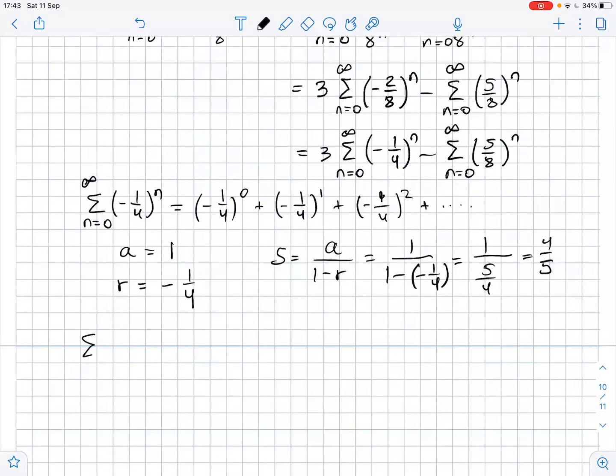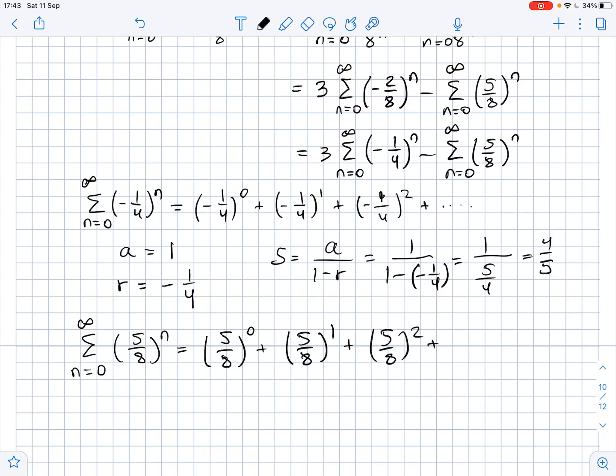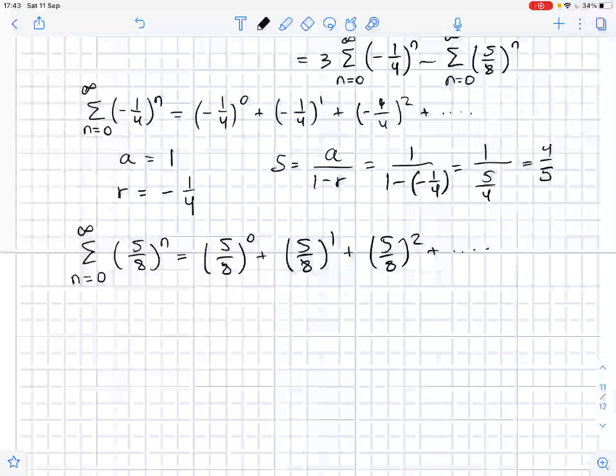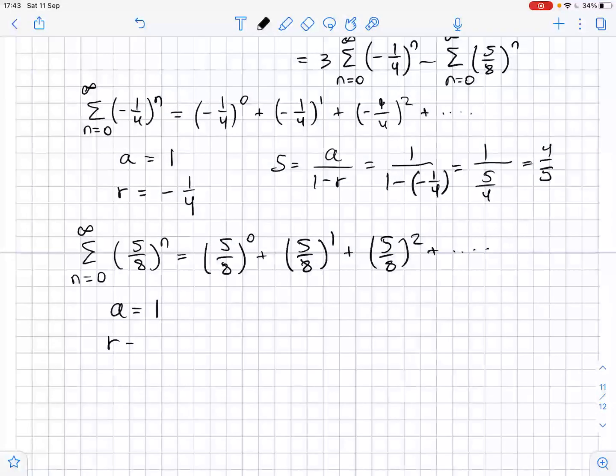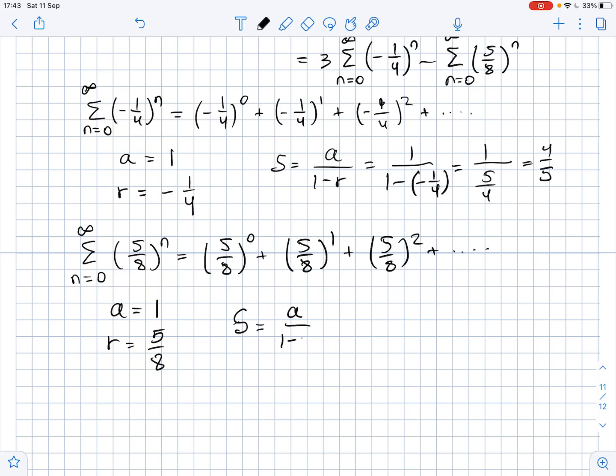Now let's look at our second series, the sum of 5 over 8 to the power of n, where n goes from 0 to infinity. Here the first term is 5 over 8 to the power of 0 plus 5 over 8 to the power of 1 plus 5 over 8 to the power of 2, and so on. Again, this is infinite geometric series. Here the first term a equals 1 and the common ratio equals 5 over 8. Then again we can use the formula of the sum of infinite geometric series, and we get that s equals a over 1 minus r, so it equals 1 over 1 minus 5 over 8, so it equals 1 over 3 over 8, so it equals 8 over 3.